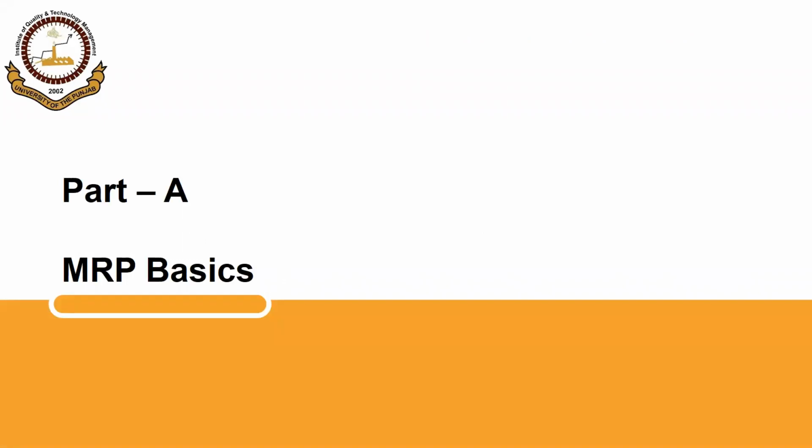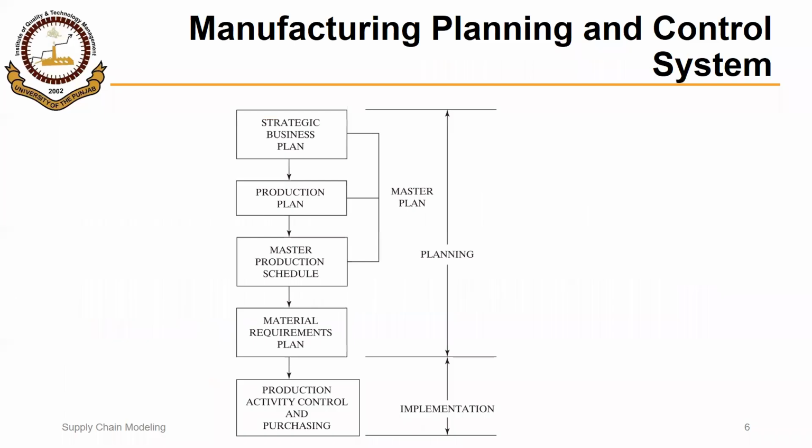So in part A, we will discuss some basics of material requirements planning. So we have repeatedly seen this hierarchy of production planning and control. So first there is a business plan, then that business plan is converted to a production plan. The production plan is converted to a master production schedule, and we also discussed that this production plan is for product families, the master production schedule is for end items, and then we have the material requirements plan.